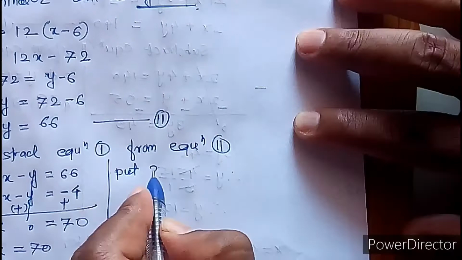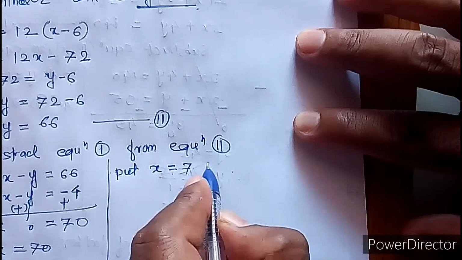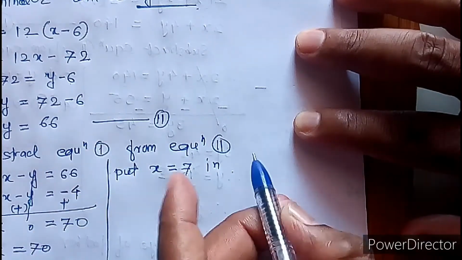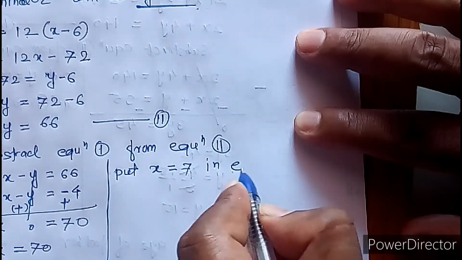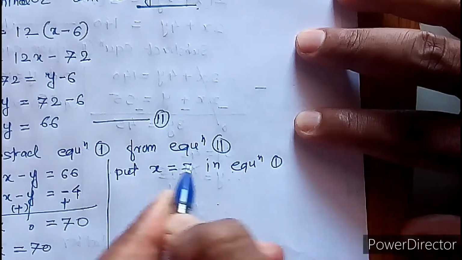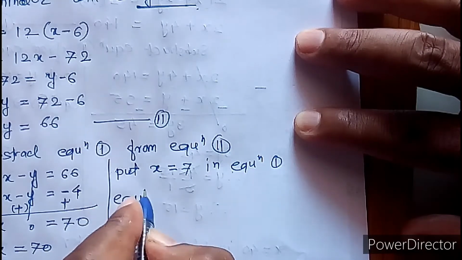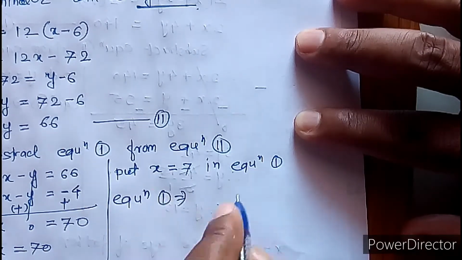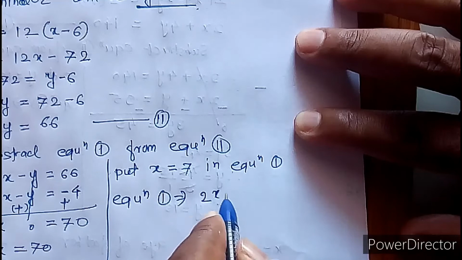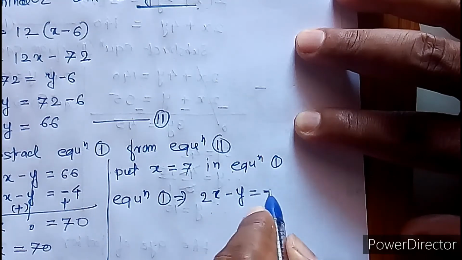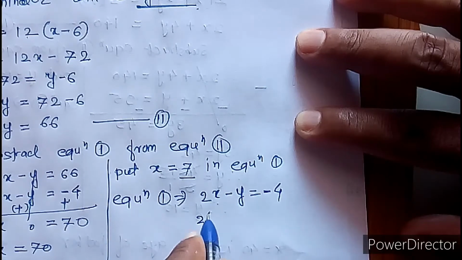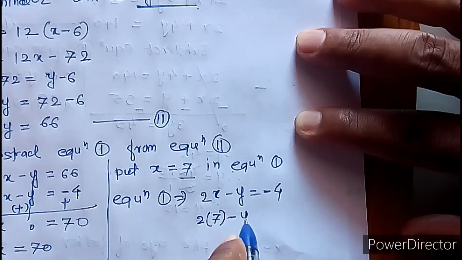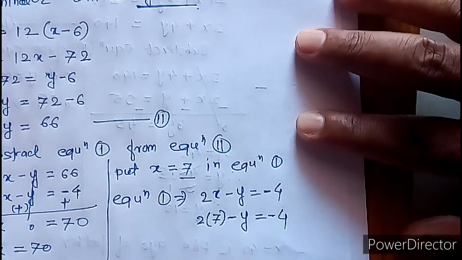Then put x equals 7 in either equation 1 or equation 2. We are putting it in equation 1, that is 2x minus y equals minus 4. Put the value 7 instead of x, that is 2 into 7 minus y equals minus 4.